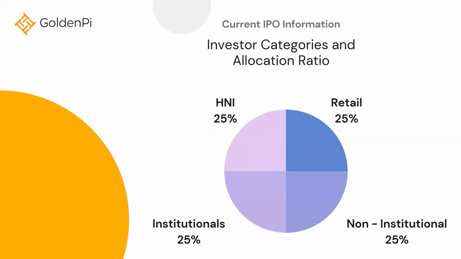And the typical distribution of the money being raised through the NCD IPOs is 25% from retail, 25% from HNI, 25% from non-institutional, and the rest from the institutional investors. Now, this is not a hard and fast percentage allocation, but more or less it will follow along these numbers.